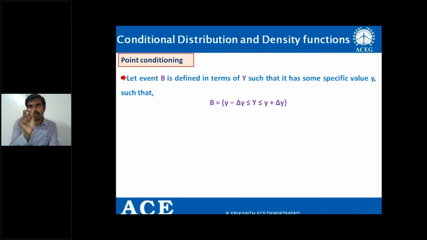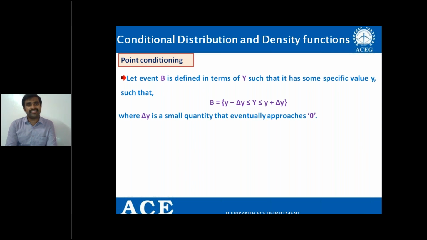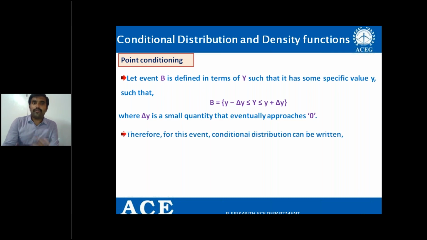Only just a particular point, that is, a particular point with the differential length from y minus delta y to y plus delta y, where delta y is an infinitesimally small value, or I can say a small quantity that eventually approaches zero. That is called an infinitesimally small value, right? Therefore here, since y is a continuous random variable, I am taking it like this, right?